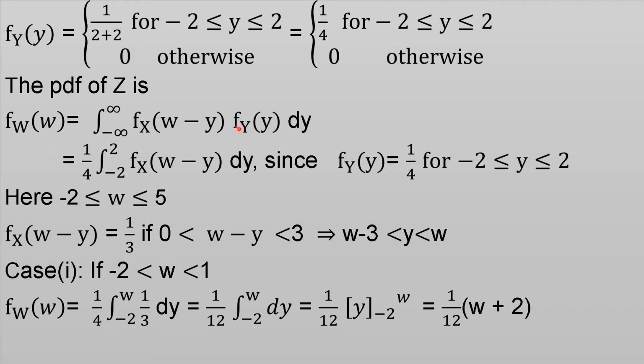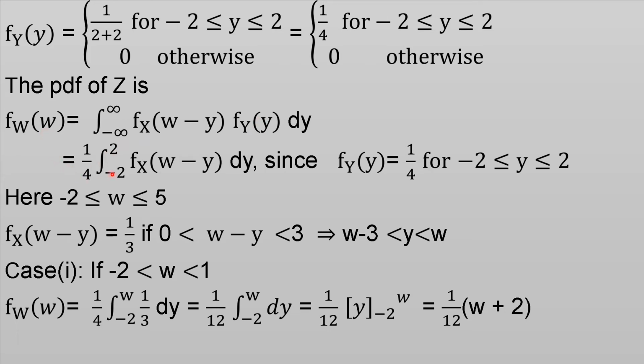Here f_Y of y is equal to 1 by 4 for y values between minus 2 and plus 2, and it will be equal to 0 for all the remaining y values. Integration is with respect to y. So this will be 0 for all the remaining y values, which means you consider y values between minus 2 and plus 2 and ignore all the remaining y values. So this integral can also be written as the integral from minus 2 to plus 2 of f_X of (w minus y) times 1 by 4 dy, where that 1 by 4 is kept outside the integral sign.